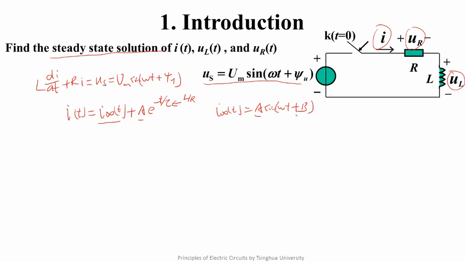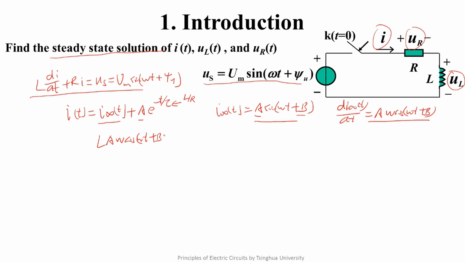To solve A and B, we need to substitute them into the equation and compare the corresponding coefficients. Before the substitution, we need to make a differential first, and it equals A omega times cosine(omega t plus B). Substituting these two expressions into the equation, we get that L A omega times cosine(omega t plus B) plus R A times sine(omega t plus B) equals Um sine(omega t plus psi u).